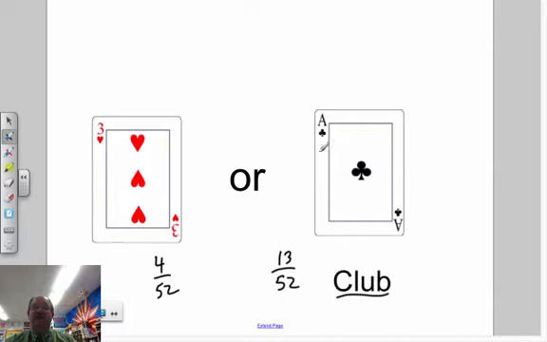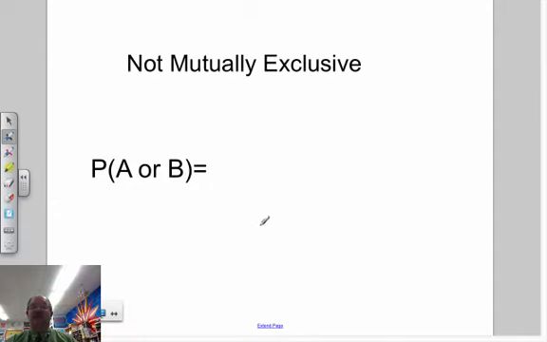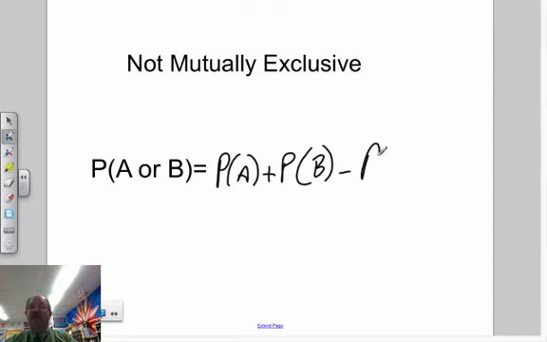The problem is, is there a 3 of clubs? Yes. So these two events are not mutually exclusive. So it's possible that we could get a 3 and a club at the same time. So when we try to calculate that, we do the same first part, the probability of A plus the probability of B, but we've got to subtract the probability of the overlap, that both things can happen at the same time, because these are not mutually exclusive events.